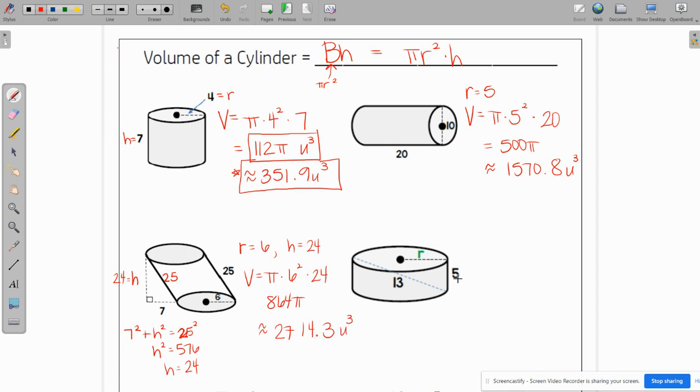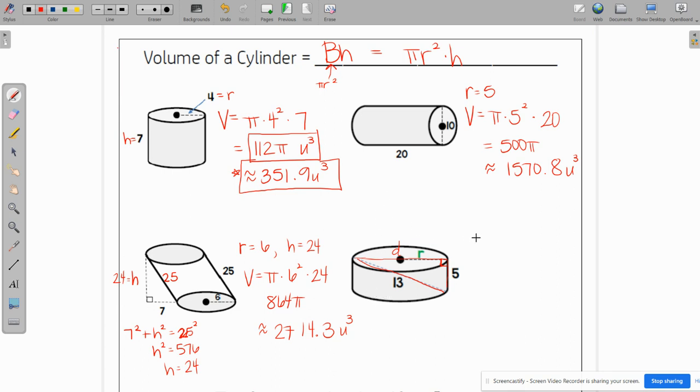Our final example looks like we don't have our radius here, but we do have this diagonal that goes kind of from this edge up here all the way down to this edge here. So hopefully you can see that this would make a right triangle if we were to take the diameter of the circle, so this whole length, the diameter, and then the height of the cylinder, 5, since this would be a right angle here, and then this would be the hypotenuse of that right triangle. So if we can solve for the diameter, we can then solve for the radius and therefore find the volume.